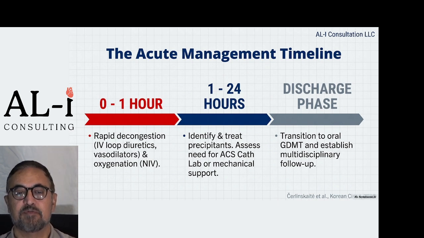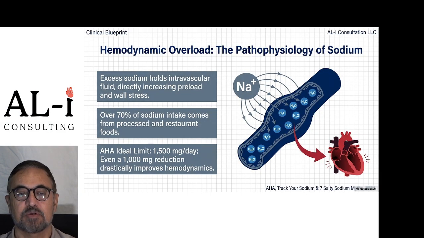In the 0 to 1 hour of heart failure, you focus on rapid decongestion, loop diuretics, vasodilators, oxygenation, propping the head up of the patient. They may need intubation, mechanical ventilation, etc. 1 to 24 hours, you identify and treat the precipitants. For example, do they need a cath for acute coronary syndrome? Does the AFib need management, etc.? Then, after the diuresis has occurred and you stabilize them on GDMT, you transition to oral GDMT and establish a multidisciplinary follow-up.